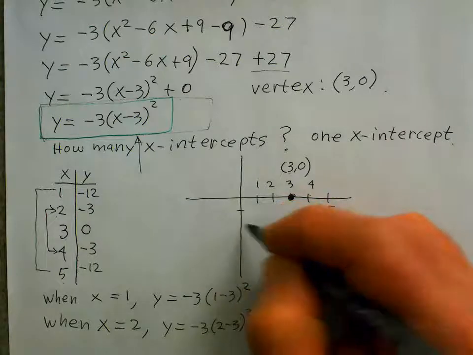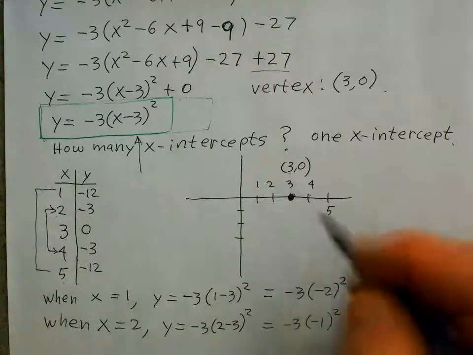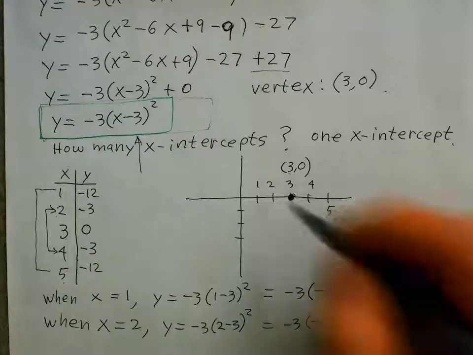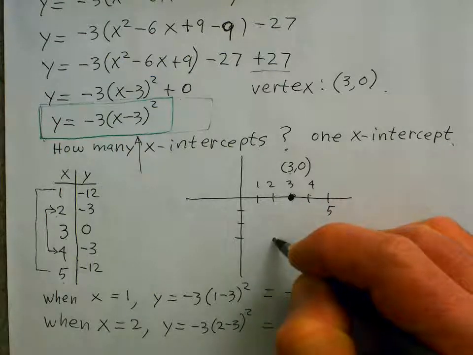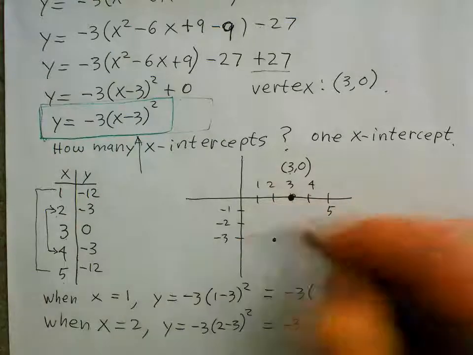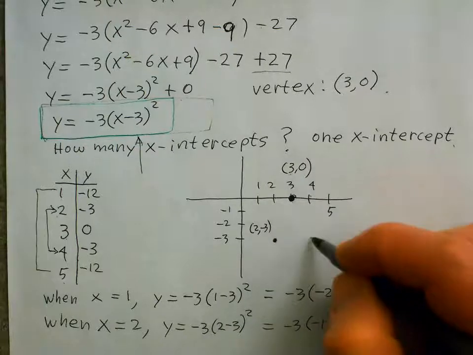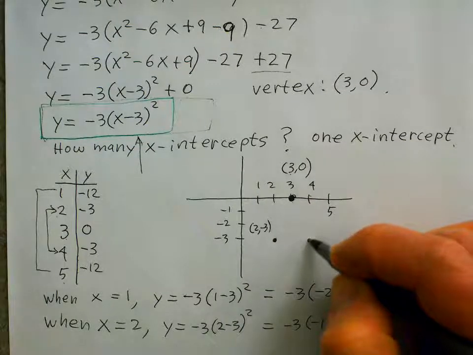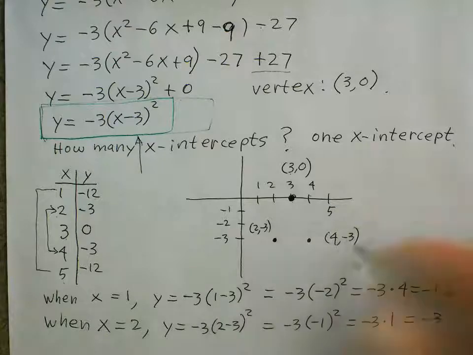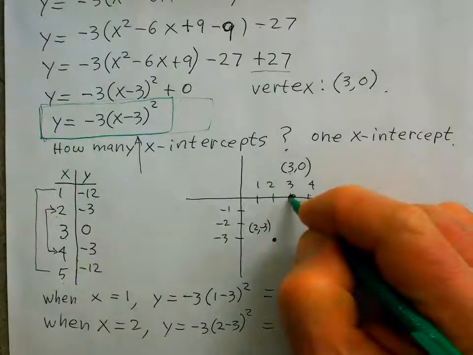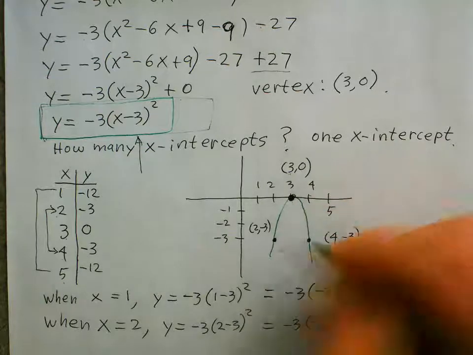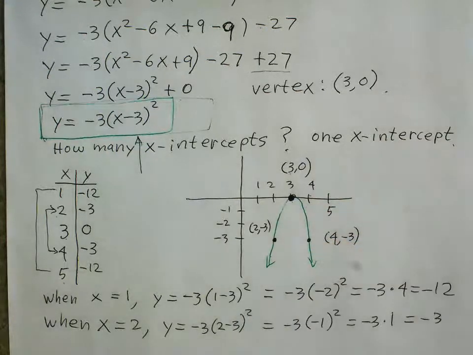Okay, so we can plot a couple of those points. 2, negative 3. So this is a point on the graph. 2, negative 3. And also 4, negative 3. So we get our parabola. Okay, let's move on to the next sheet.